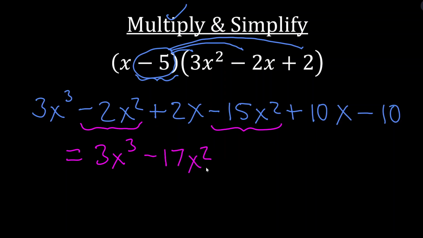-17x squared. One way to think about it is this is subtracting x squared twice. This is subtracting it 15 more times for a total of subtracting it 17 times. We can do the same thing here with 2x and 10x. We're adding 2 of these x's, then adding 10 more for a total of 12 x's being added together, and then we have this -10 just chilling out in front.